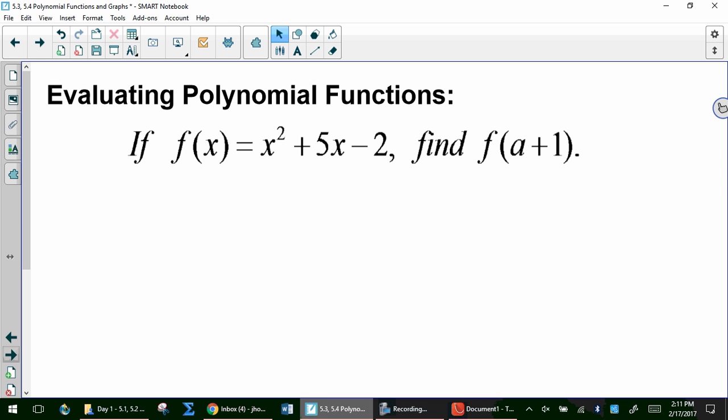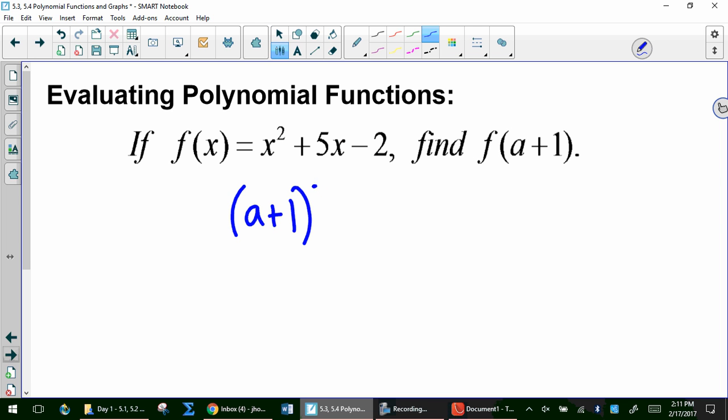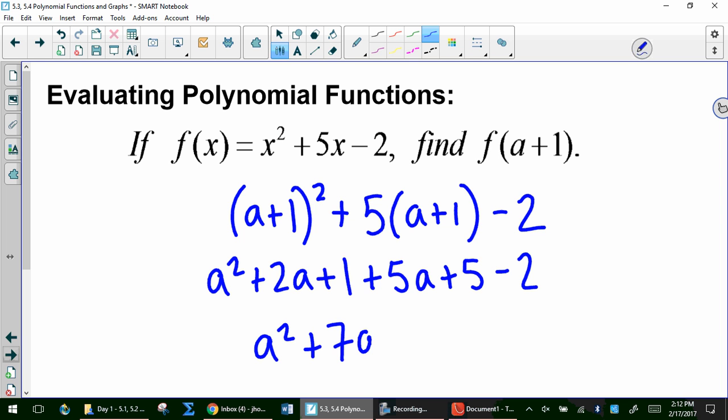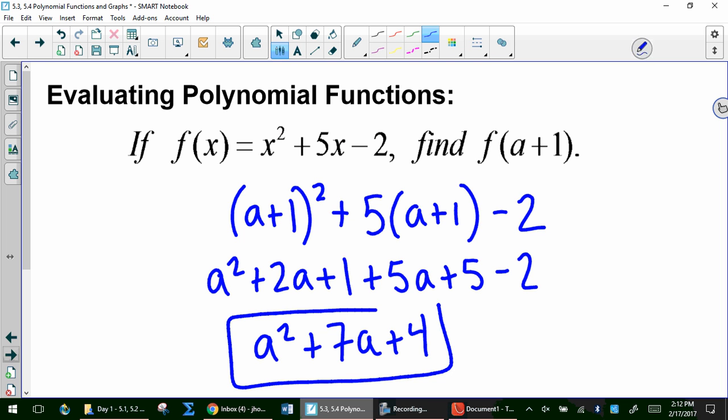How do we find f of a plus 1? Jason? Plug in. Good, so we have a plus 1 squared. Do we simplify this? FOIL: 1 squared, you get a squared plus 2a, plus 5a plus 5 plus 2. That's going to be a squared plus 7a plus 4. Just making sure that we're remembering how we're plugging in these expressions.